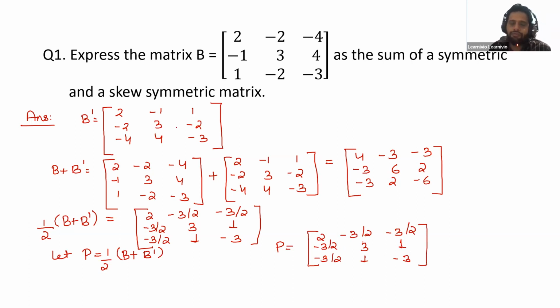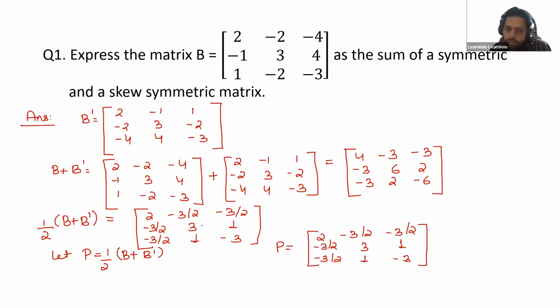Okay, so we have checked from the beginning. We first found the B transpose, then we found the B plus B transpose, then we divided this with 2. Why are we doing this? Because we already know that this complete expression is a symmetric matrix. We need to express a matrix into a symmetric and skew symmetric matrix. That's why we need this.